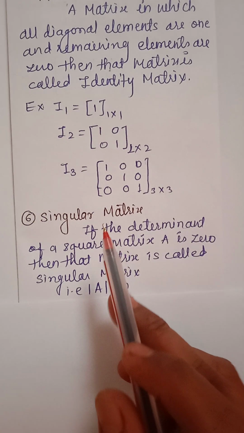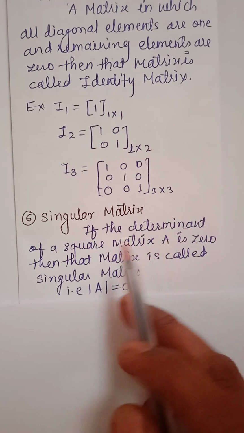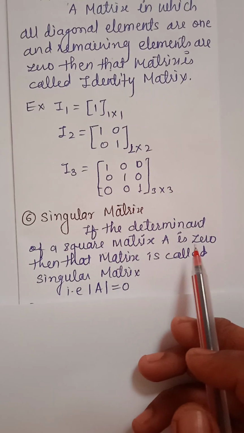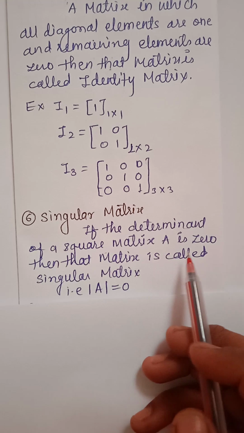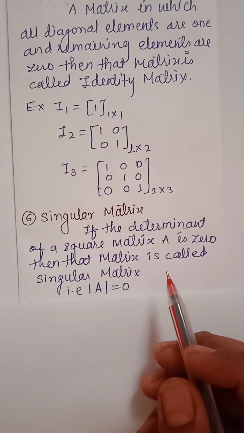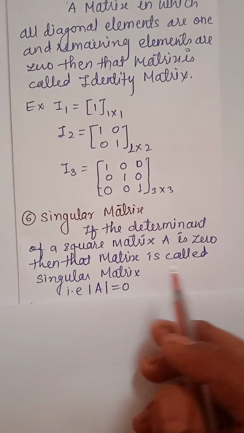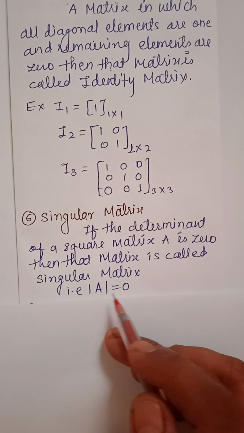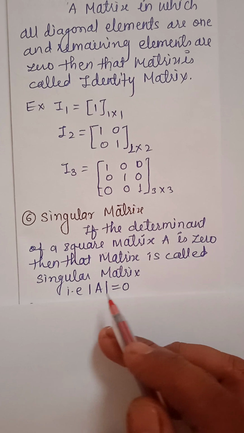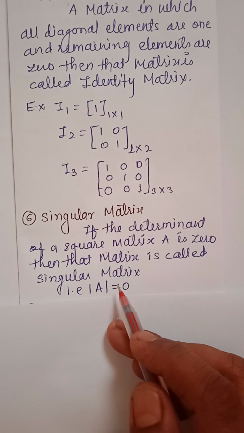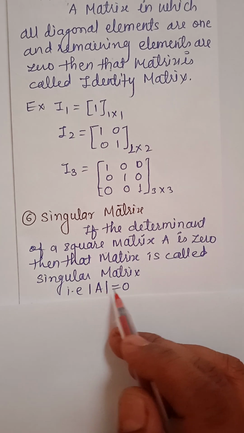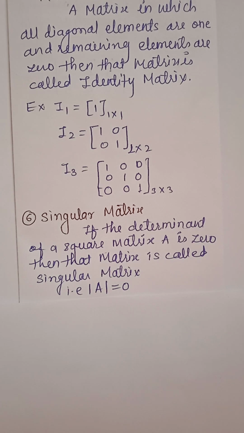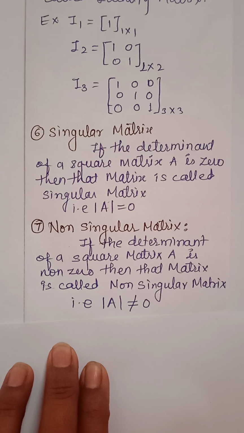Next definition is singular matrix. If the determinant of a square matrix A is 0, then the matrix is called a singular matrix. Means if A is any square matrix, then you have to take the determinant, and if the value of that determinant is equal to 0, then that matrix is called singular. Okay, so if we get determinant equal to 0, then that matrix is called a singular matrix.